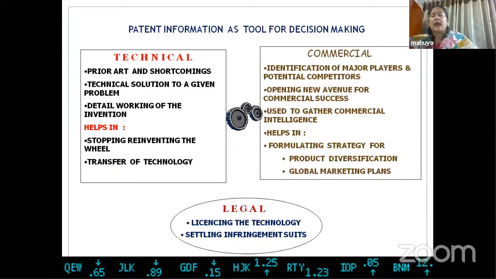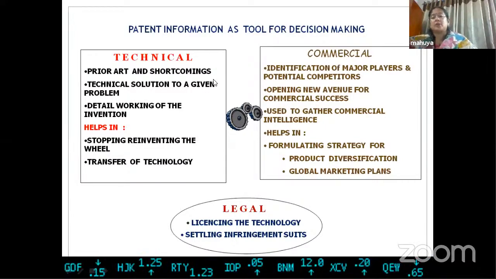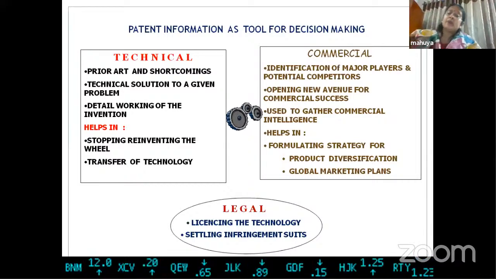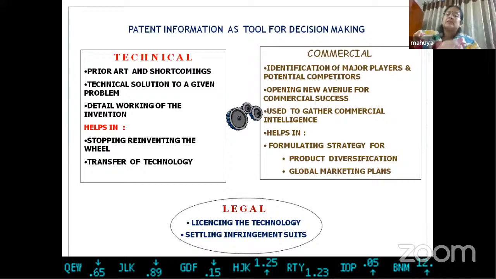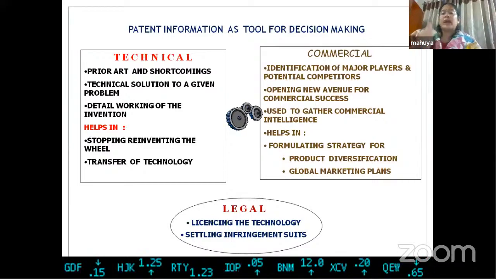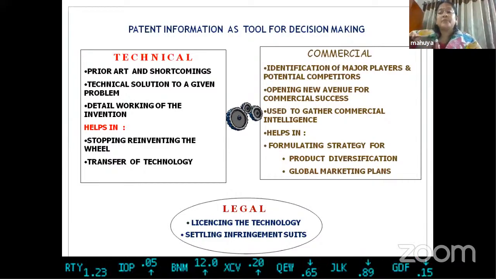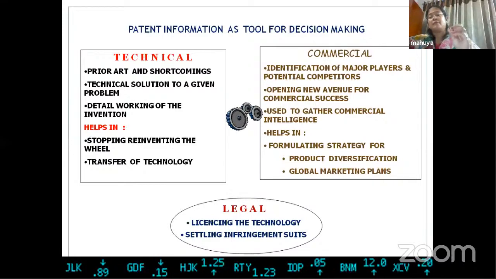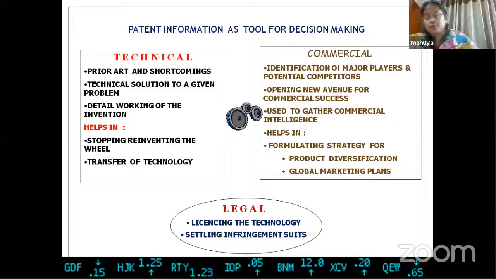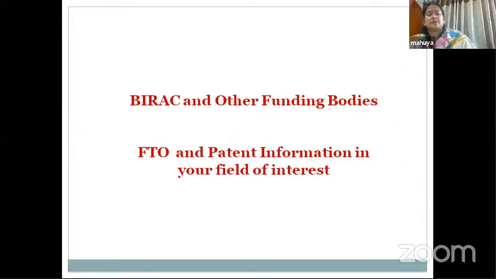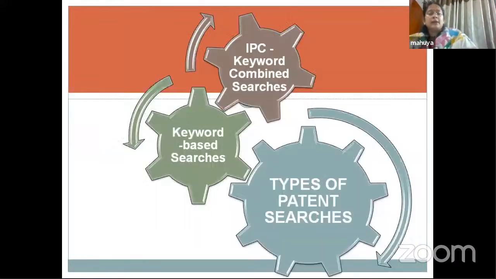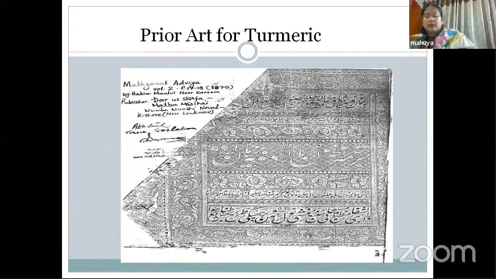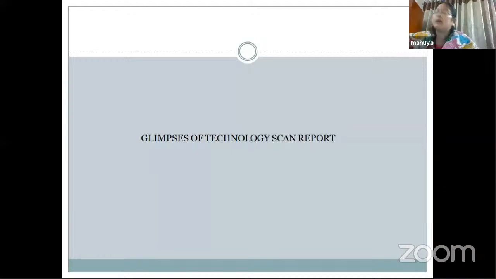That means you can find out the prior art and the shortcomings or problems in your area. Then you can start your research on that problem area so that your successful solution will be patented. So for starting your invention, starting any research, you should do this patentability assessment. I'm not going into the details of patentability assessment; I think almost 1 hour covered.